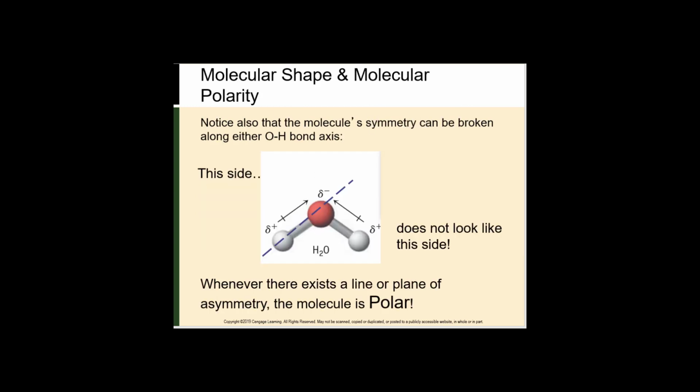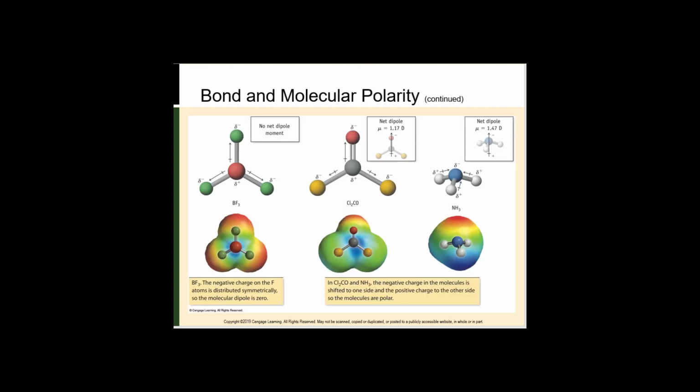And if we also notice the molecule symmetry, it can be broken along either OH bond axis. If we did this, this side does not look the same as that other side. So whenever there exists a line or a plane of asymmetry, the molecule is polar.